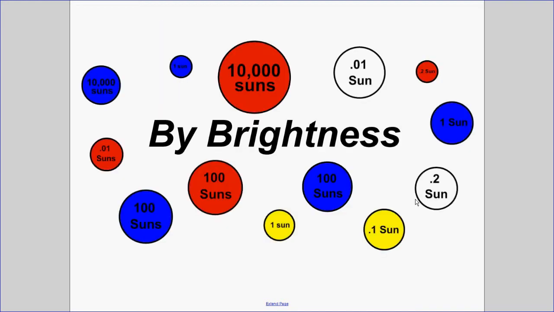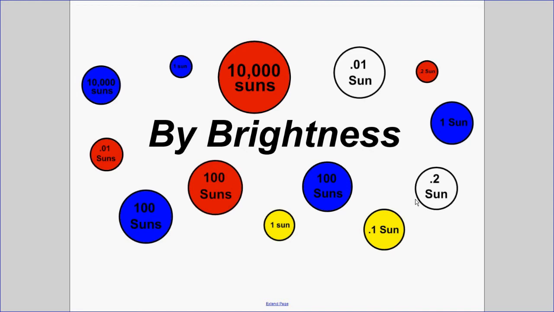Another way that scientists classify stars is by their brightness level. Yes, stars are different brightnesses. It's kind of hard to see that sometimes, but if you do step out at night and look into the sky, you can see that some stars are dimmer than others and some are very bright.